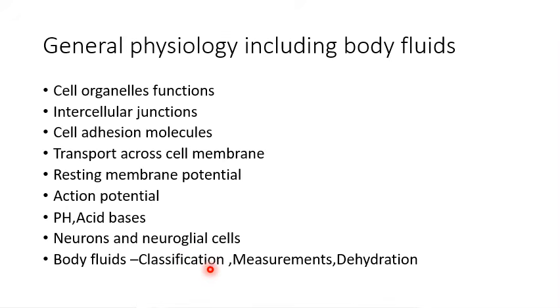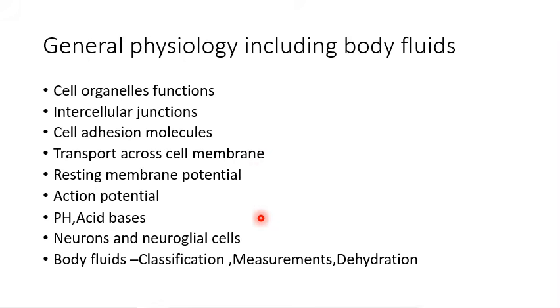The last topic is the body fluid. How to classify the body fluids? You have the intracellular fluid and extracellular fluids, and the intracellular fluid cannot be measured directly. So, a measurement of extracellular fluid. What are the substances used, and what is the nature of that particular substance, that you have to explain. Then the applied aspect here is the dehydration.